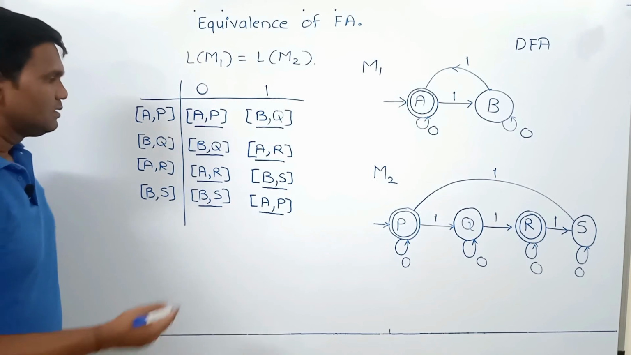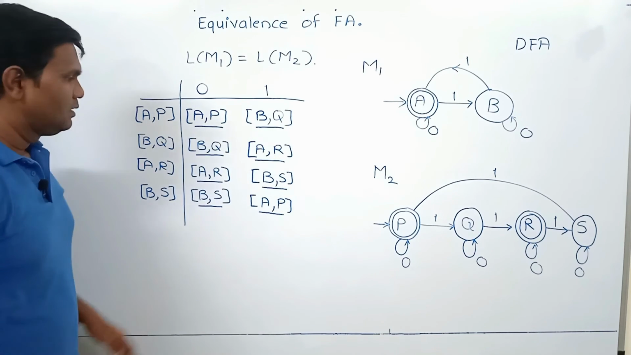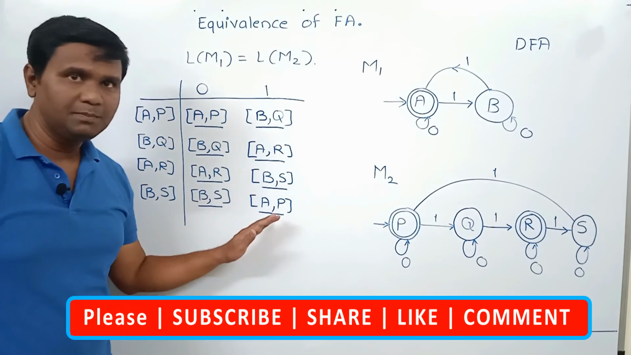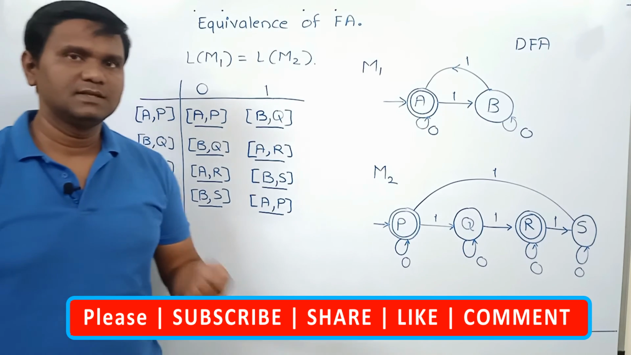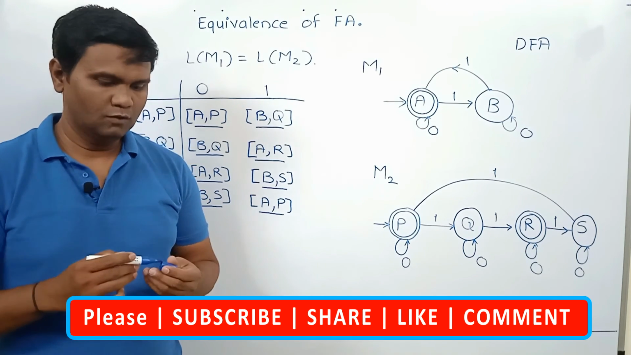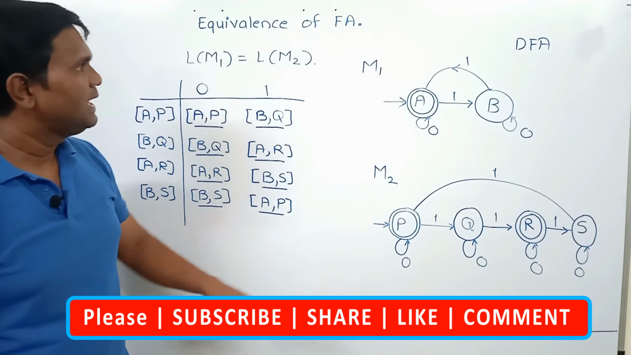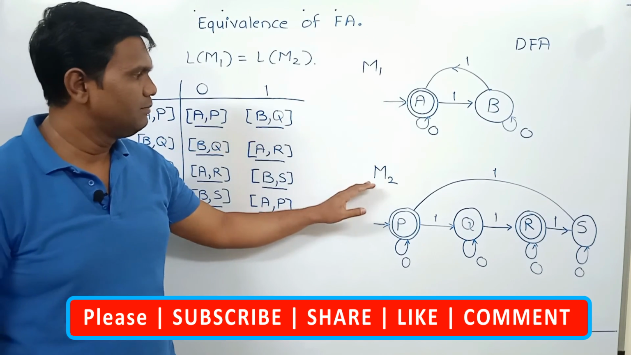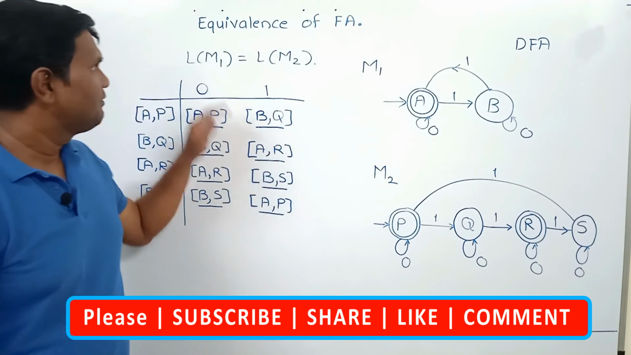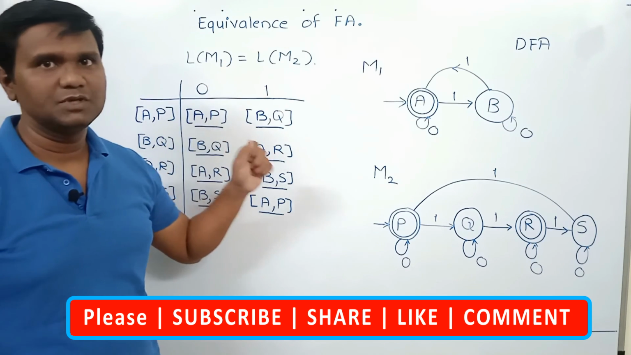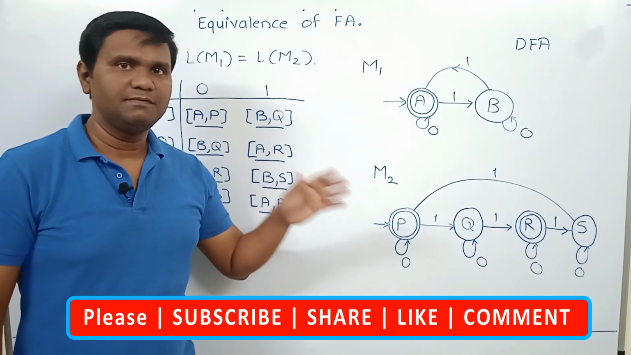So we have considered all the entries in this table. For every entry, for every pair, both states are final states or both states are non-final states. So we conclude that DFA M1 and DFA M2 are equivalent. Language of M1 is same as language of M2. So this is the efficient algorithm.